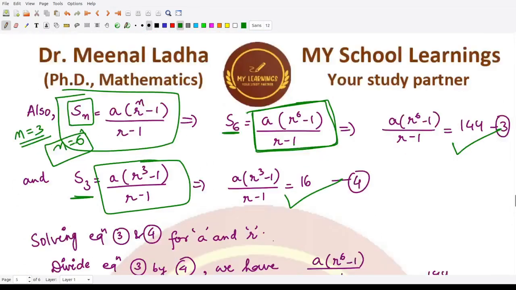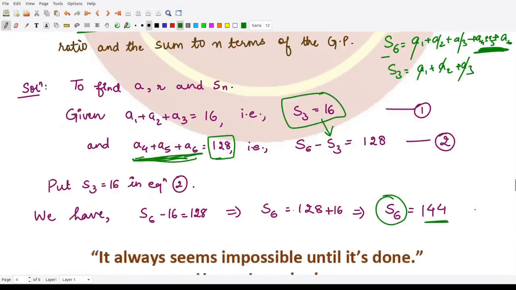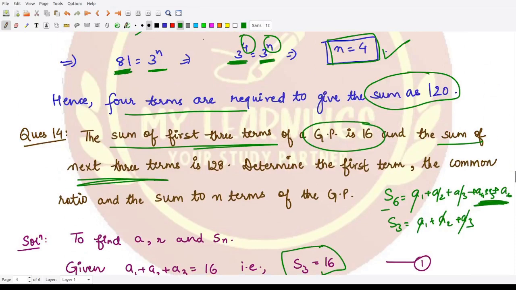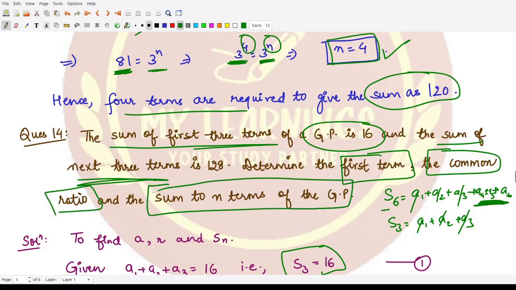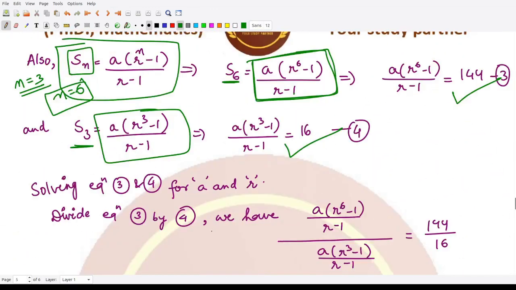So that is why we have equation 4 with us. Now from equation 3 and equation 4, because in the question they are asking, we need to find what all things? The first term, that means the value of a, the common ratio, that means the value of r, and the sum up to n terms of the GP. So that means Sn, a and r are required to be calculated. So from equation 3 and equation 4 we can very easily calculate what is a and what is r. So we need to solve these two.